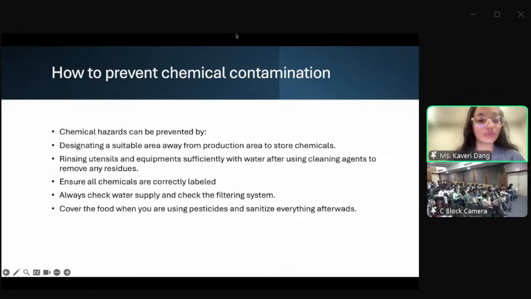And again, we need to make sure that our chemicals are correctly labeled, and then always check the water supply and check the filtering system. We need to be making sure that the water supply at all times is good. Harmful chemicals or other harmful things are not leaching into the water that is getting used in our manufacturing environment or food production environment. And then when the cleaning or sanitation is taking place, we need to be covering our food or our food contact surfaces to make sure that the chemicals don't end up on those surfaces.